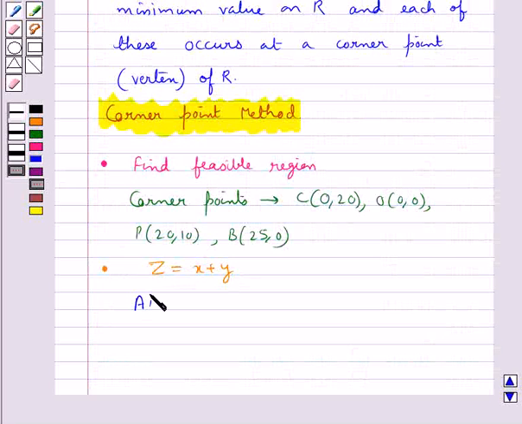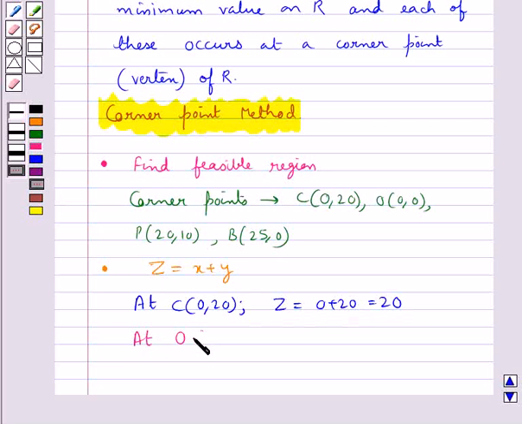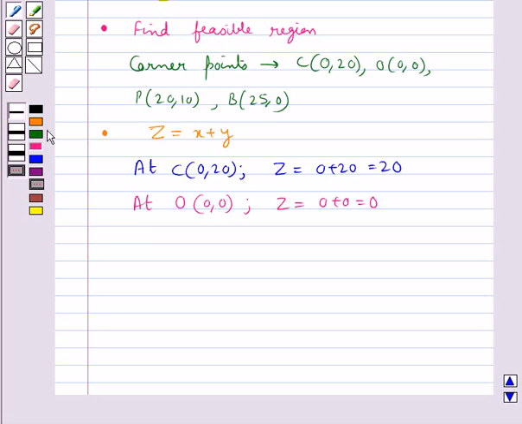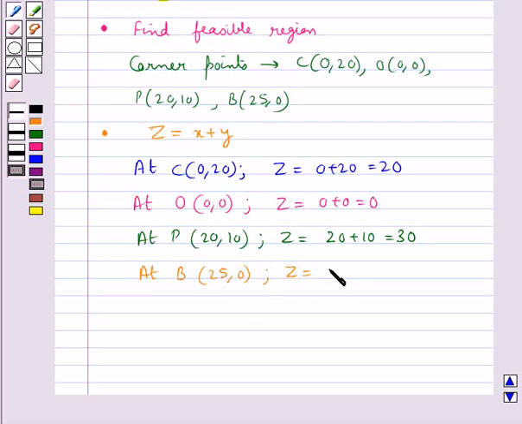So, at the point C (0, 20), z is equal to 20. At the point O (0, 0), z is equal to 0. Then at the point P (20, 10), z is equal to 30. And at the point B (25, 0), z is equal to 25. From these four values of z, we see that the maximum value of z is 30, which is at x = 20 and y = 10.